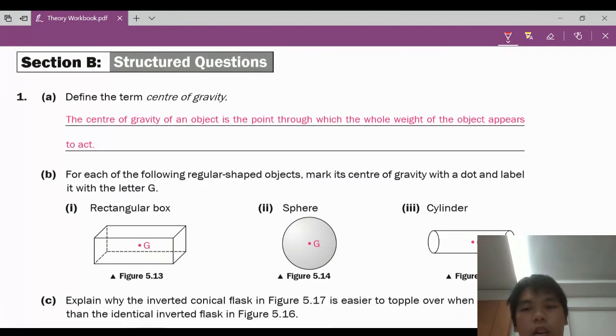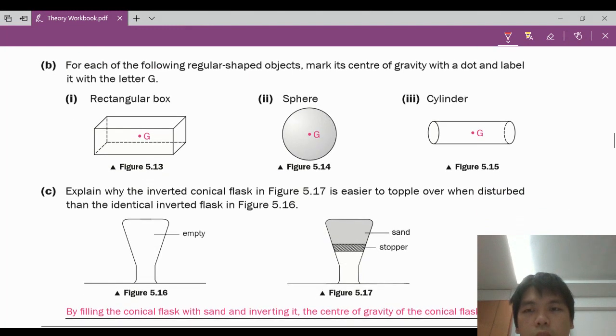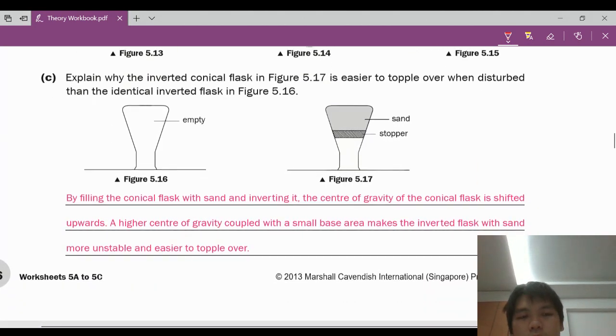All right, 1A. Define the term center of gravity. Center of gravity is a point through which the whole weight appears to act. How about the center of gravity for each of the objects? It is in the center. So just find the geometrical center of it, and then that should be fine. Same for the sphere, geometrical center, where is the center of the whole object. Same for the cylinder.